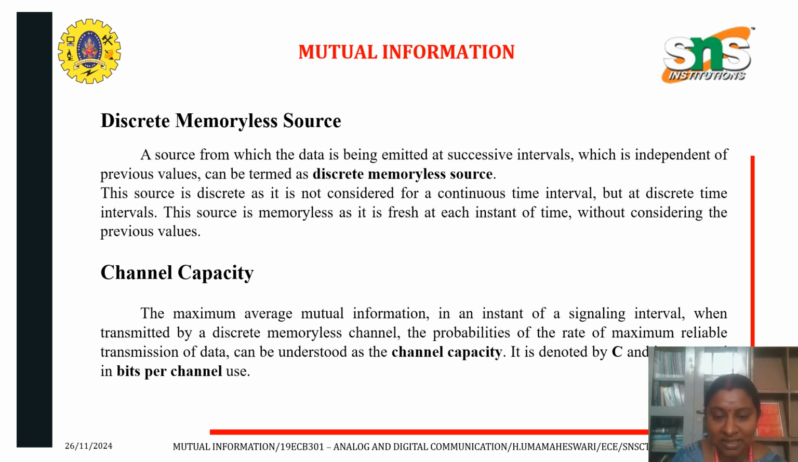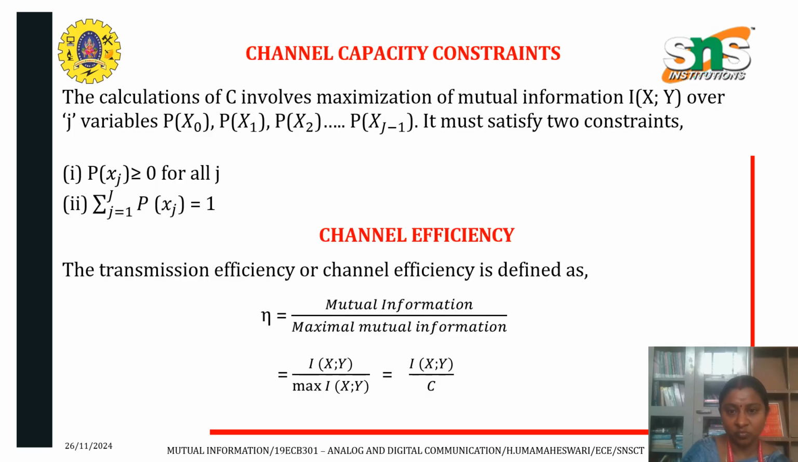Channel capacity is the maximum average mutual information in an instant of a signaling interval when transmitted by the discrete memoryless channel. The rate of maximum reliable transmission of data can be understood as the channel capacity. It is denoted by C and represented in bits per channel use. Channel capacity constraints: the calculation of C involves maximization of mutual information over the input probabilities P(x_j). It must satisfy two constraints: one is P(x_j) is greater than or equal to 0 for all j, and the other is the summation of P(x_j) is equal to 1.